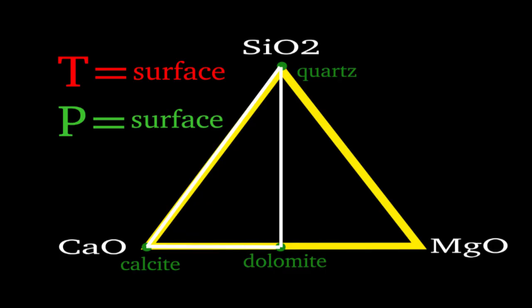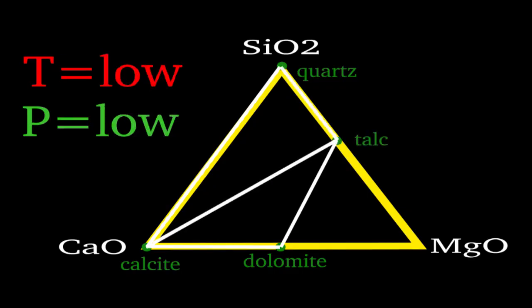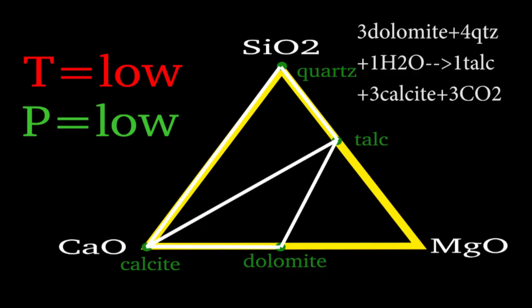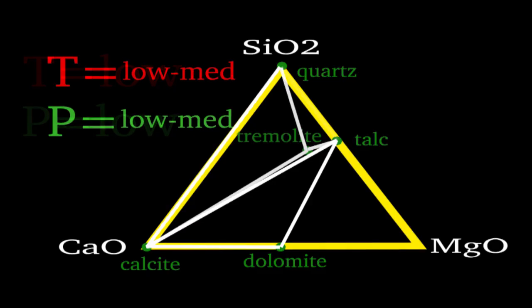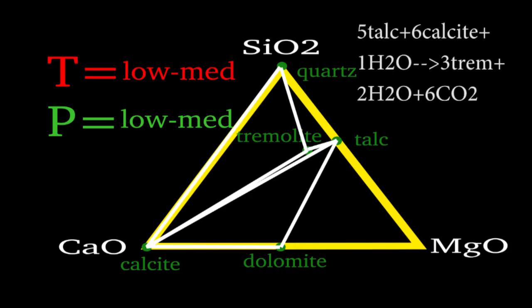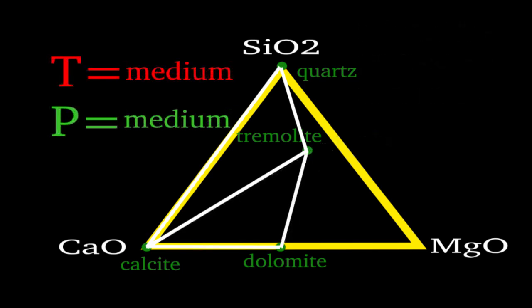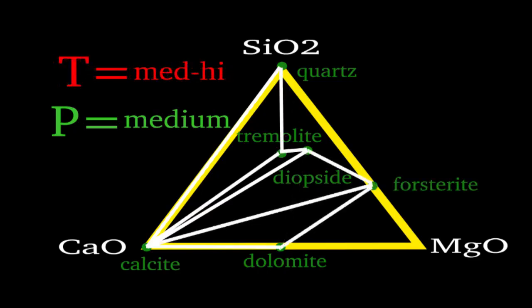With mild metamorphism, we see the dolomite quartz tie line get replaced with a talc calcite tie line by the following reaction. As we progress through higher and higher levels of metamorphism, our compositional diagram changes as so. Tremolite appears in the middle of the triangle of quartz, talc, and calcite because it is made from those mineral phases through this formula. And on the metamorphism of dolomite goes as diopside and forsterite appear finally.